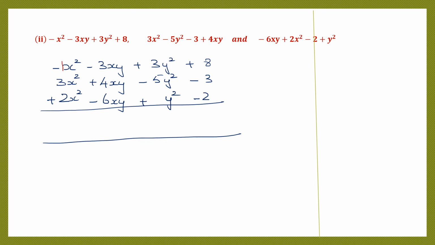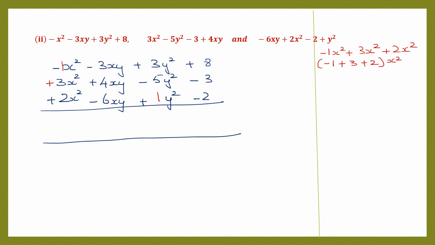Okay, the first row is fine. Second row we have a plus sign missing, otherwise it's okay. And the third row we have 1. Now let's take only x square. So that will be minus 1x square plus 3x square plus 2x square. That is minus 1 plus 3 plus 2x square.